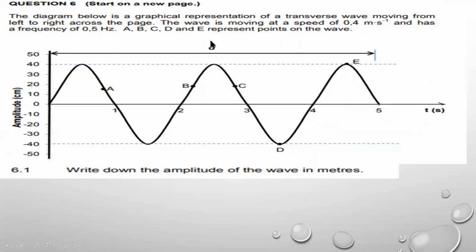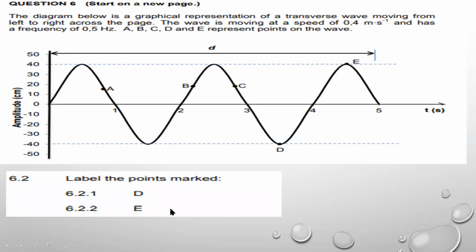Waves question. This question is about waves. First of all, they're asking you amplitude. We know amplitude is from rest to the highest point. This is 40, but what you need is centimeters. Okay, 40 centimeters, but they said in meters, so you must just convert it. 40 centimeters equals 0.4 meters. Amplitude, if they ask you amplitude from rest to highest point.